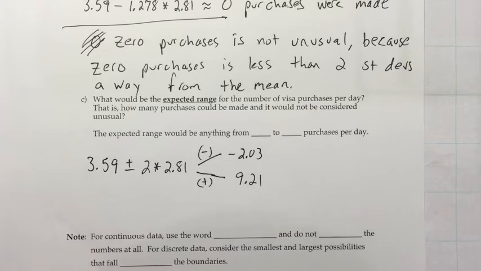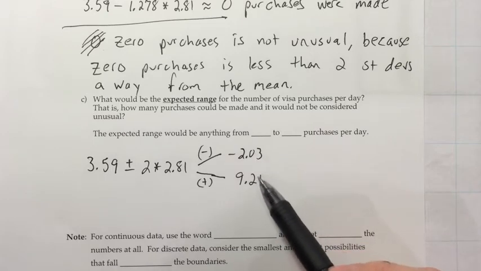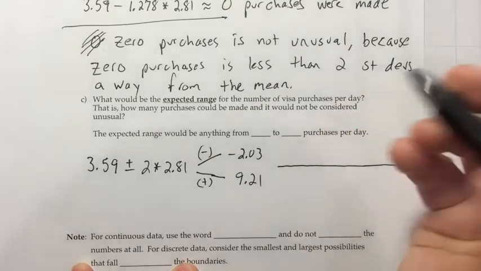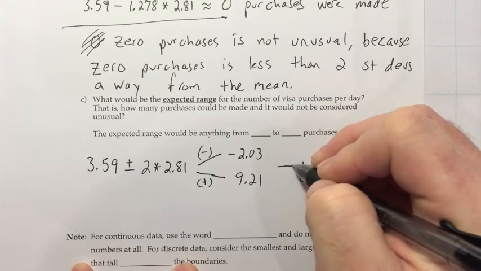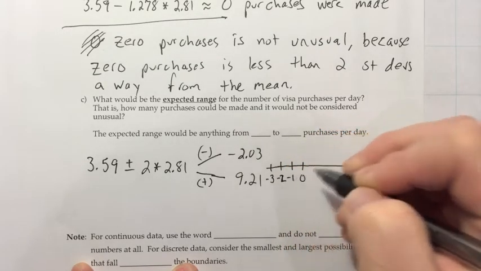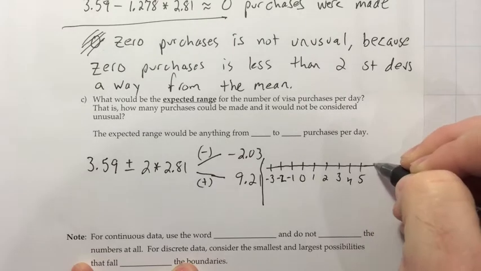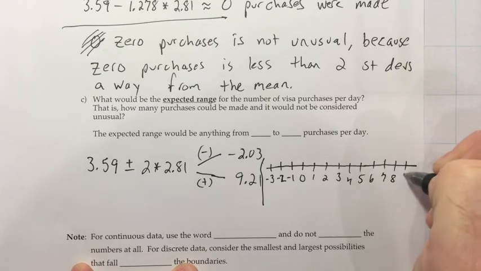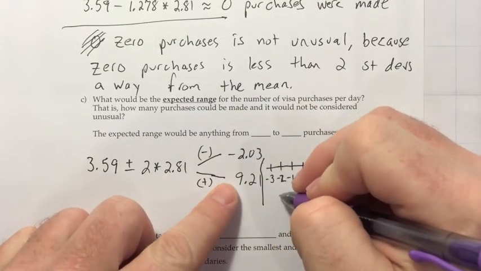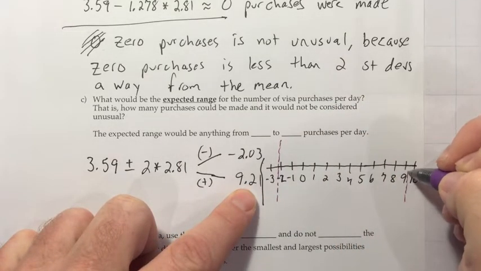So what I want to do is think about, on the number line, what is the smallest number of purchases that fits in between these two, and what is the largest number of purchases that fits in between these two. So let me draw out a number line. First of all, the smallest amount that makes any sense would be 0, but I'll go ahead and put a -1, a -2, and a -3 on there as well, I suppose. And then going the other way, 1, 2, 3, 4, 5, 6, 7, 8, 9, and let's throw 10 on there as well. So the boundaries we just got: -2.03, that would be right about here. And 9.21, that would be just past 9, so somewhere around here.